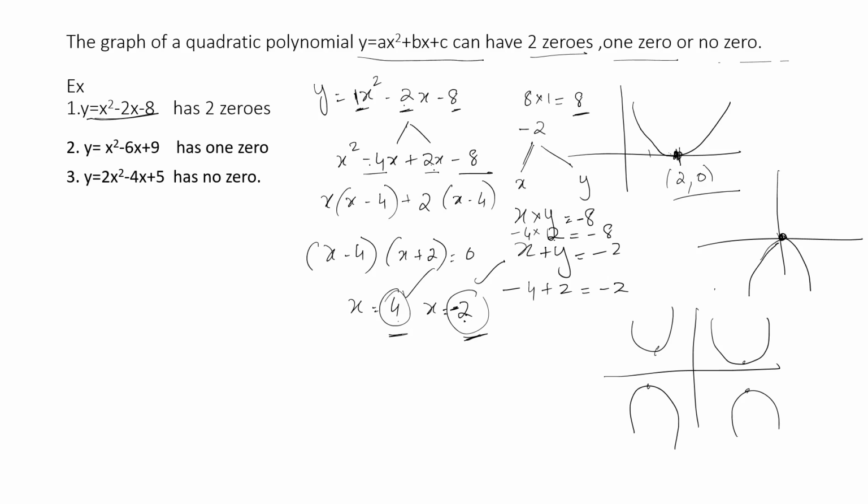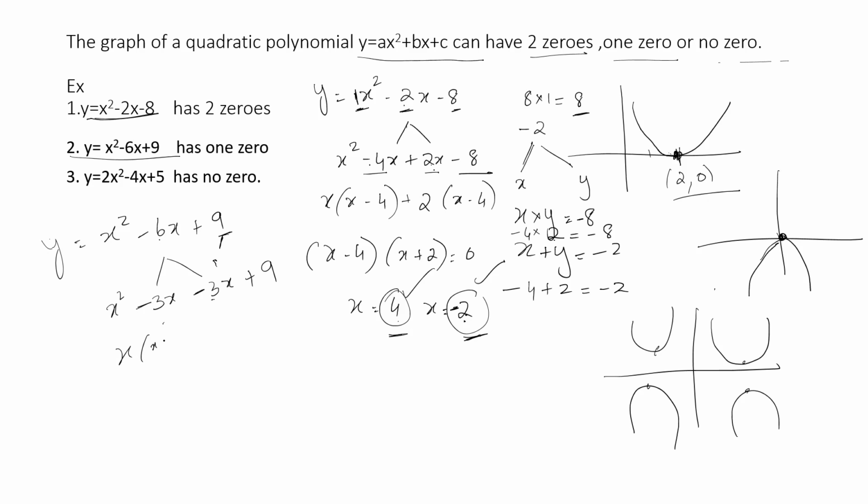okay. So if I factorize the second example, see here, y is equal to x square minus 6x plus 9, then I have to get two numbers which multiply to give 9 and add to give minus 6, okay. So which two numbers? Minus 3 and minus 3, okay. If I add I will get minus 6, and if I multiply I will get 9, okay.